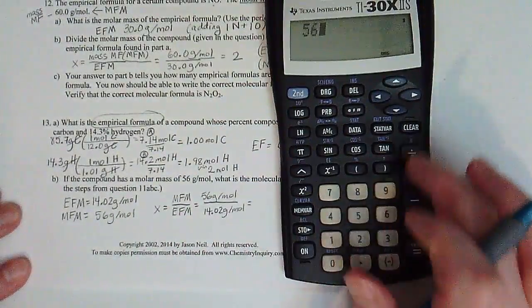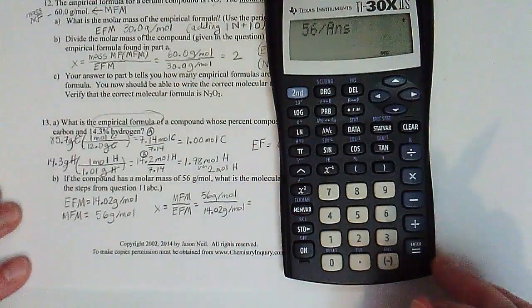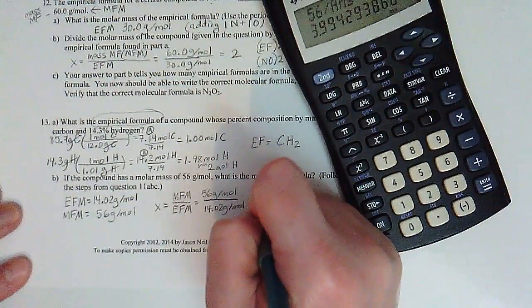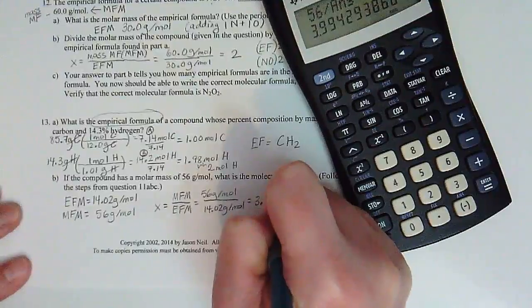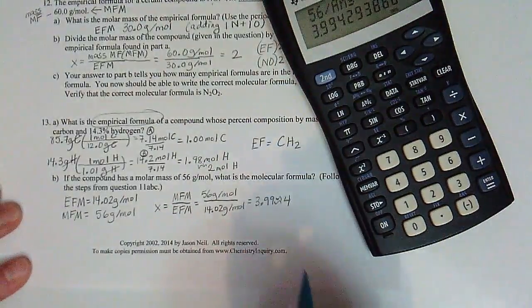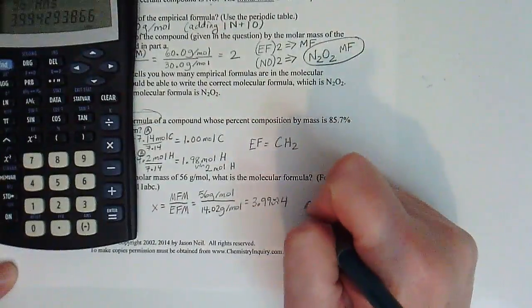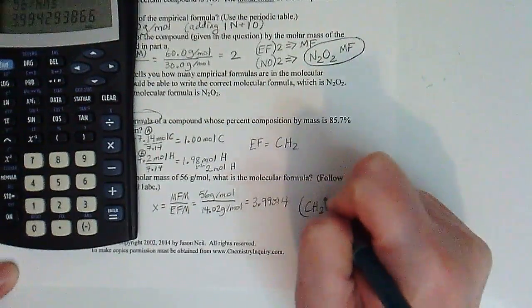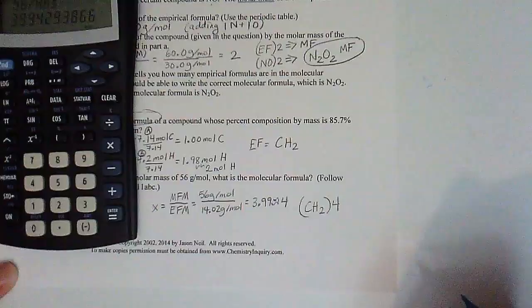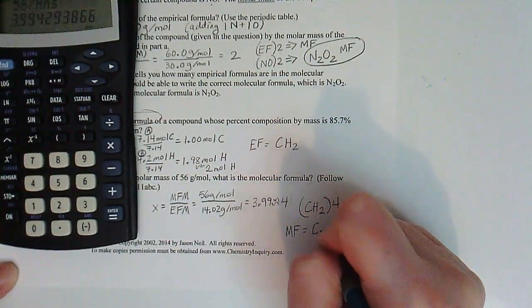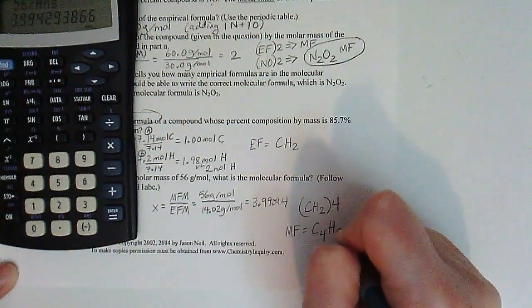So I'm going to do 56 divided by my answer, and I get 3.99, which we would call 4. So that means I'm going to take CH2 and multiply it by 4 to get my molecular formula. So my molecular formula is C4H8.